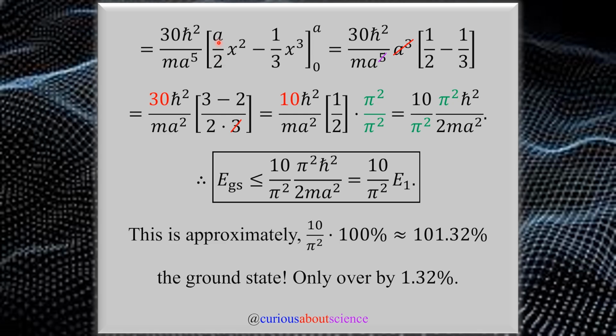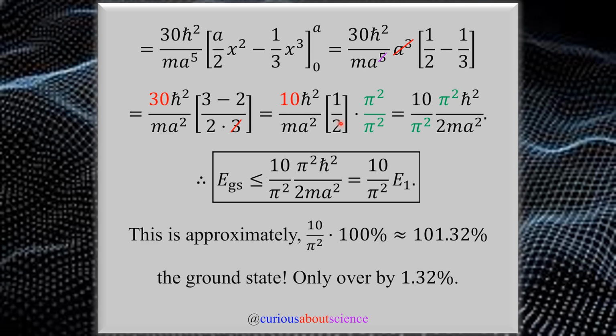Evaluate it again, a x squared, x cubed, so everything has an a cubed in it, which we factor out and cancel with the a to the fifth in the bottom. Good to go. Now we're just left with 1/2 minus 1/3. Find a common denominator, but that 3 cancels with the factor of 3 from the 30, reducing it to a 10. 3 minus 2 gives us a 1, and we're left with a 2 in the denominator.